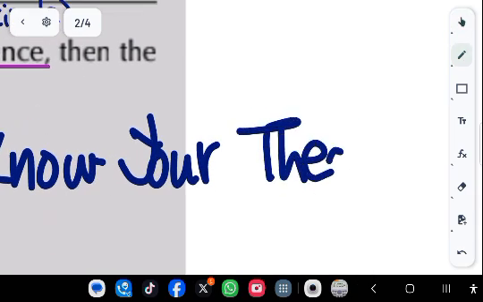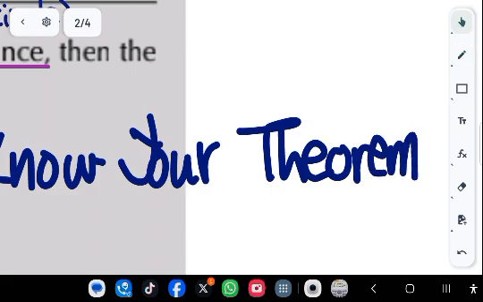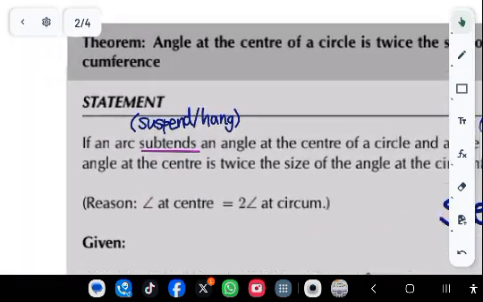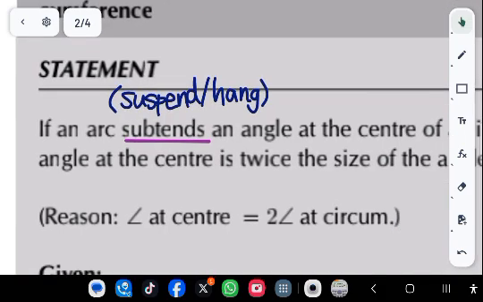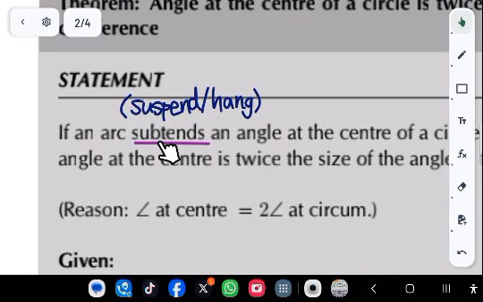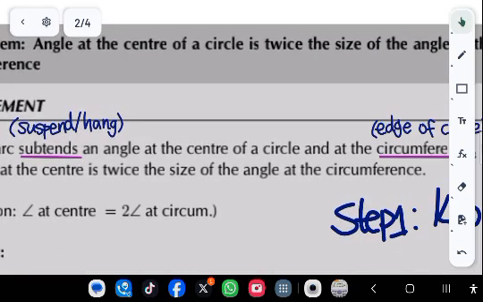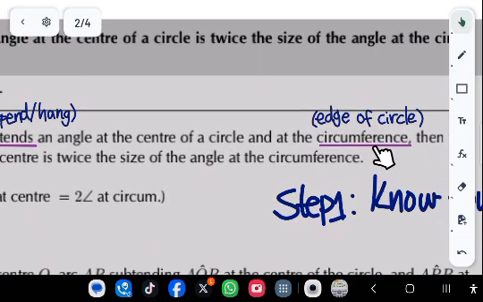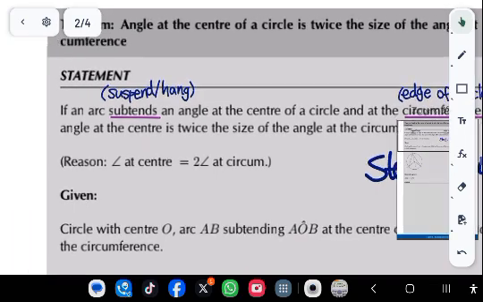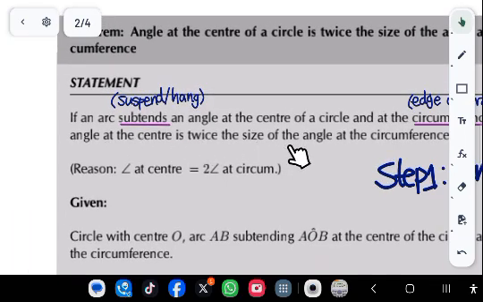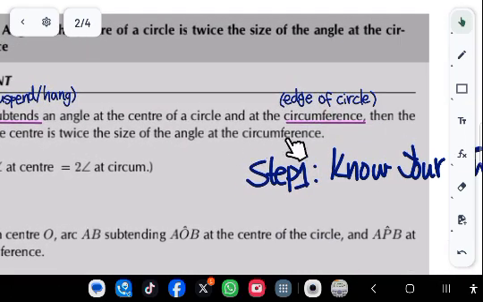Let's know the theorem. Let's define some words so that you understand exactly what they are about. Now the statement goes: if an arc subtends an angle at the center of a circle and at the circumference, then the angle at the center is twice the size of the angle at the circumference.